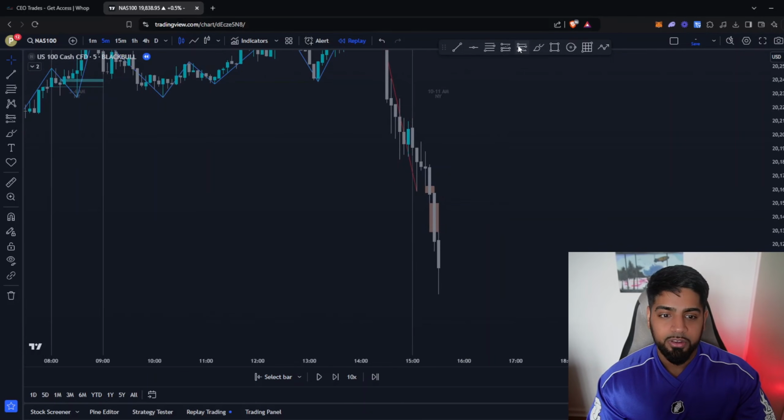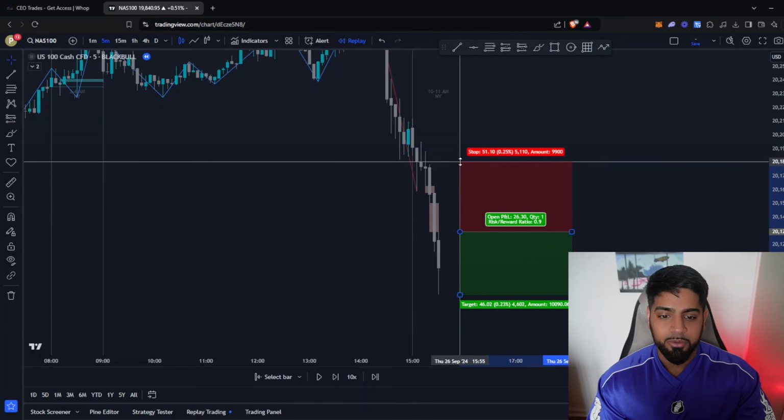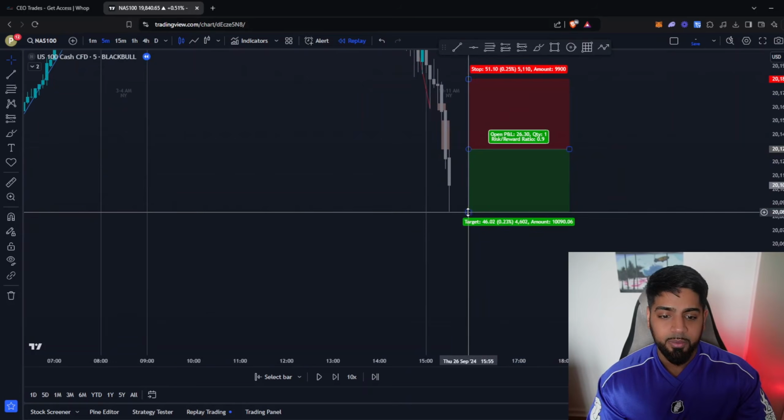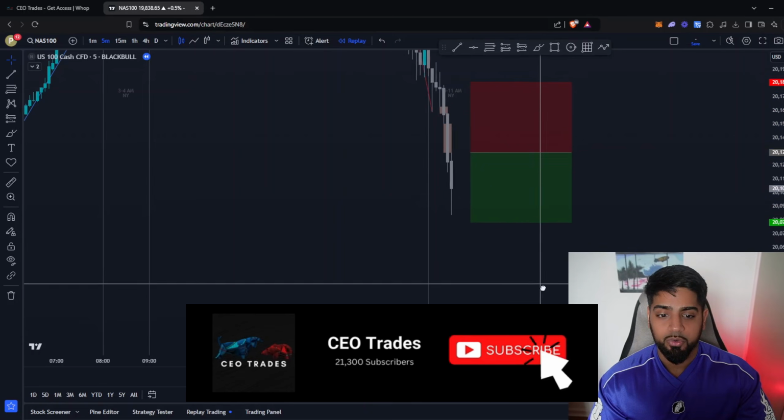So what are we going to do? We're going to take our short position tool and place it right there. We're going to put our stops just above the high, and we're going to target the most local low, or if you can't find one, then a minimum of a 1-to-1 risk to reward.